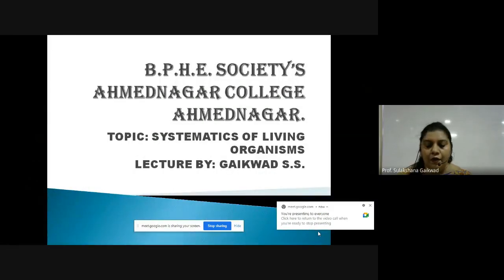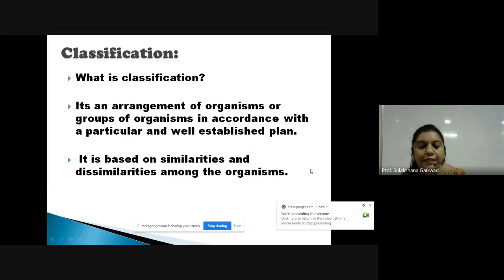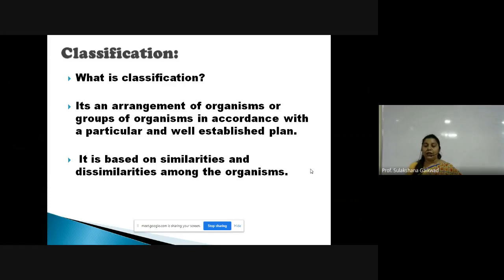Okay. Welcome to the topic systematics of living organisms. What is classification? Classification is an arrangement of organisms. We are arranging all the organisms or groups of organisms in accordance with a particular and well-established plan. How are we classifying them? We are arranging organisms or groups of organisms with a particular plan.